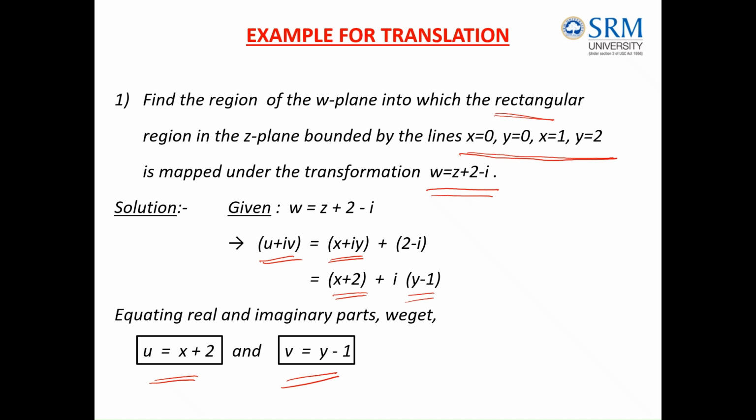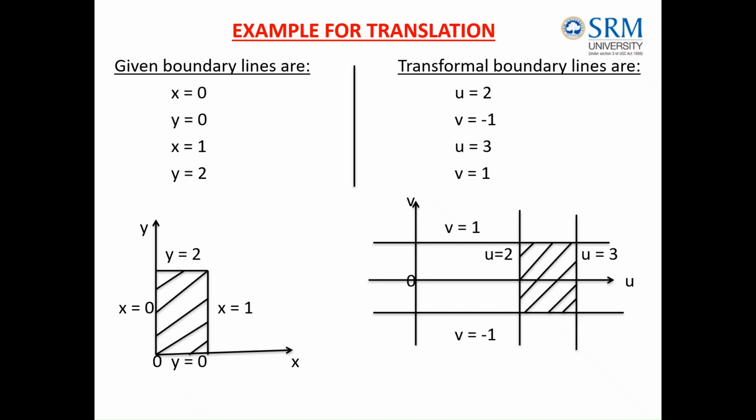So if I substitute x is equal to 0 in this, I'll get u is equal to 2. Similarly, if I substitute y equal to 0 in v, I'll get v equal to minus 1. So likewise, I'll be getting the transformed boundary lines of the lines given in the problem. So for each and every x equal to 0, y equal to 0, x equal to 1, y equal to 2, I'm getting the images u equal to 2, v equal to minus 1, u equal to 3, v equal to 1.